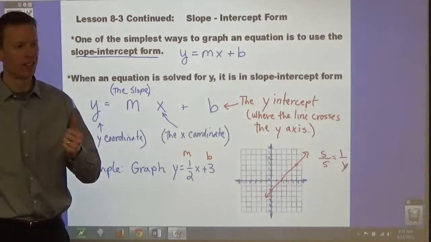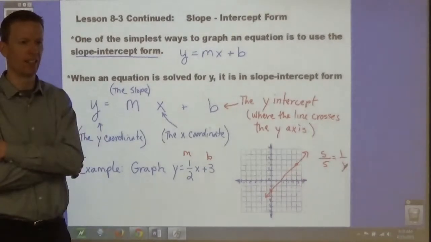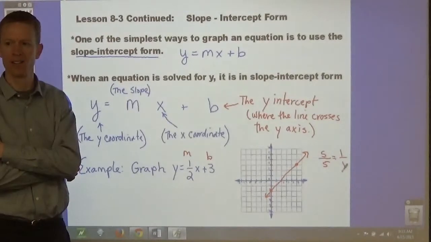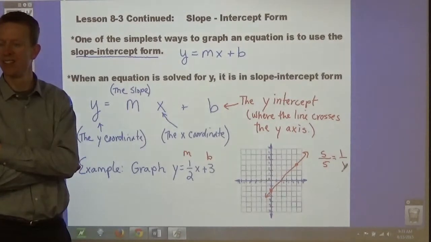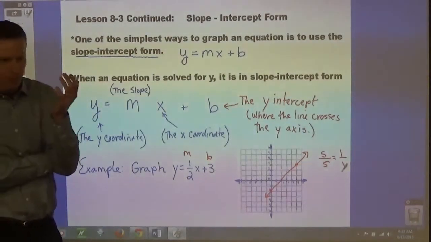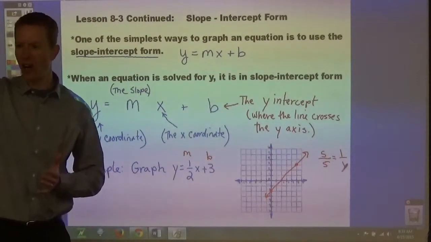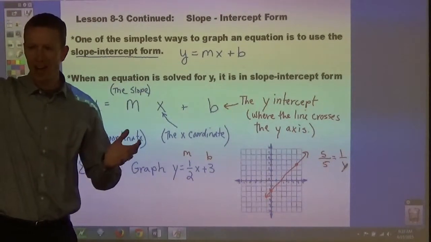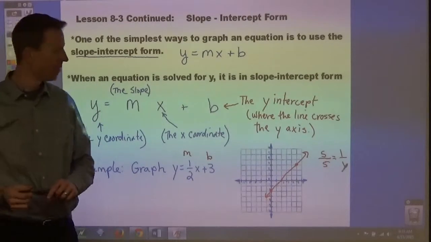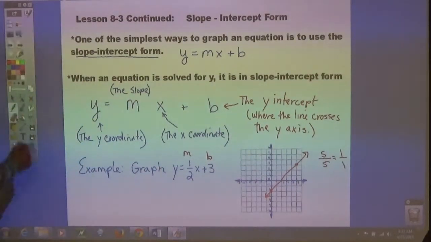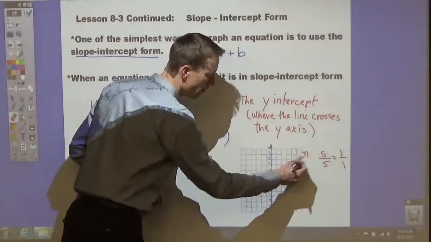Okay? How else do you know it's positive? Just by looking at the line. Henry? Oh, going up to the right. It's going up to the right. And all lines that go up to the right are positive, right? Okay? So just a quick review of slope from your last lesson.